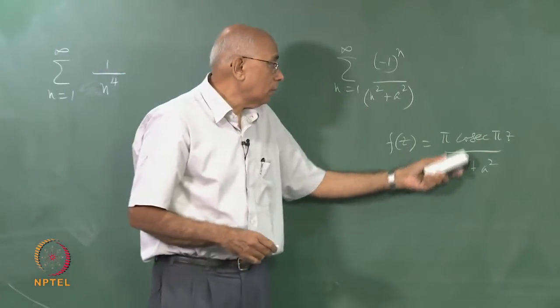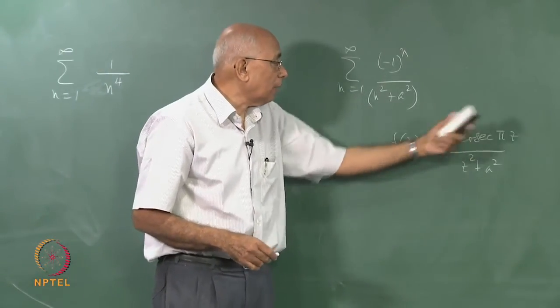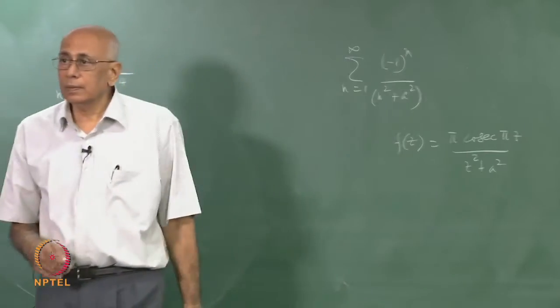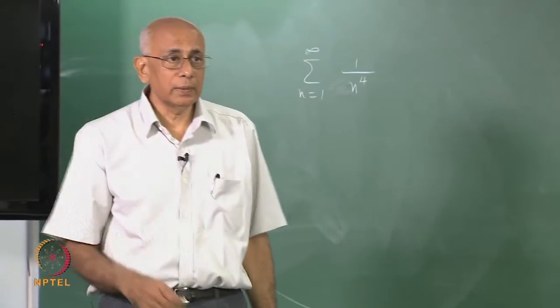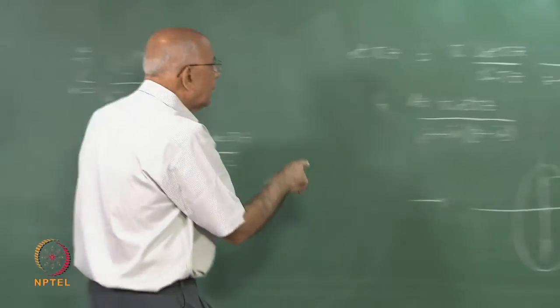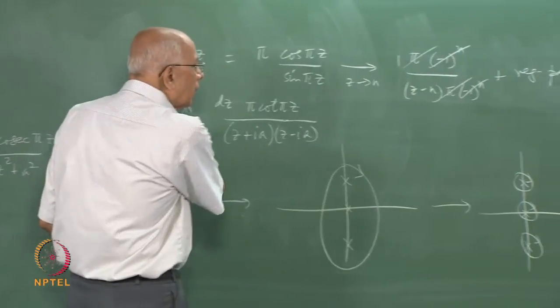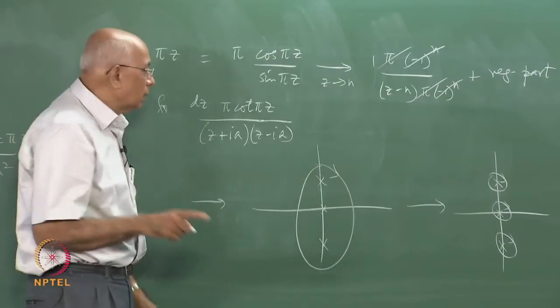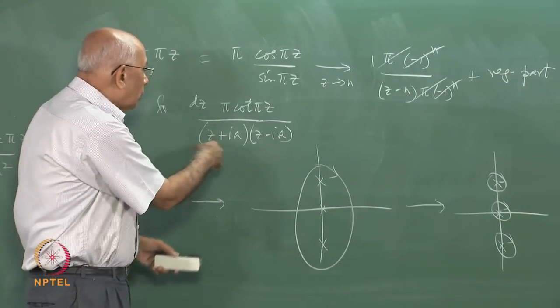I could have done pi cot pi z over z squared. I could have done that without the a. I could have evaluated it. How would it have differed if I had done that? Suppose I did not want to evaluate s of a but s of 0, then I do not need to put an a here at all.